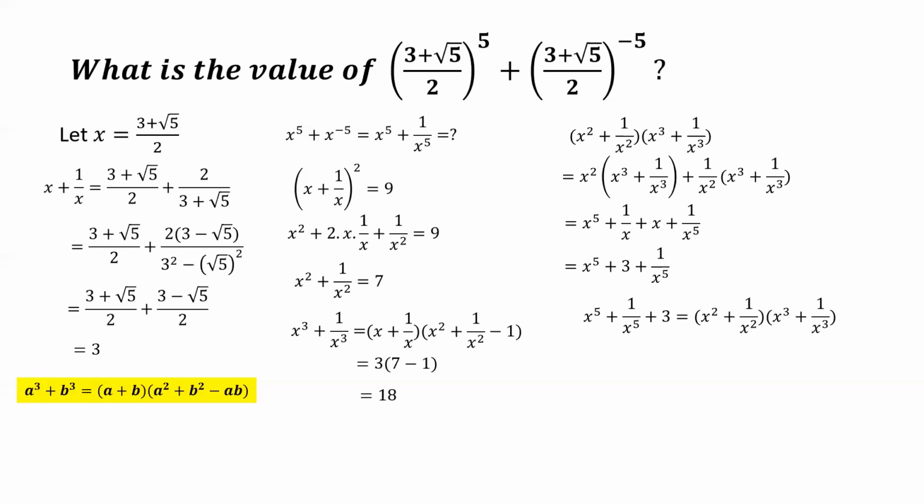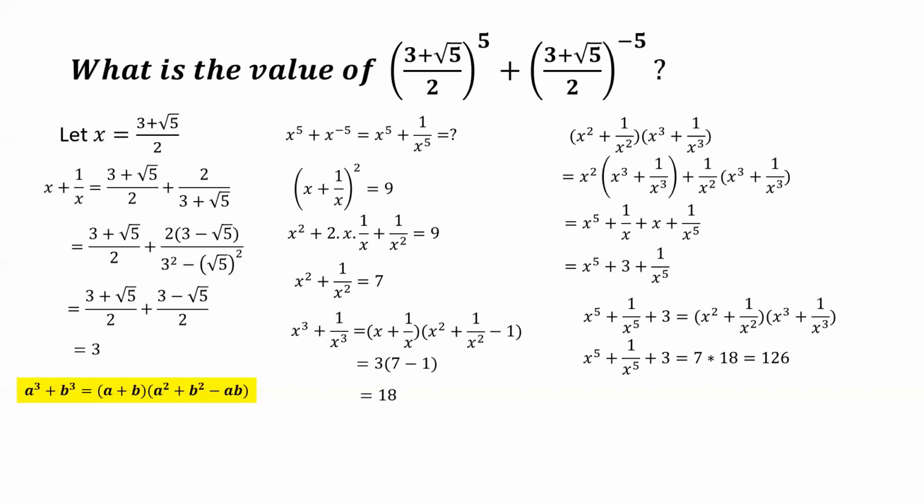x to the power 5 plus 1 by x to the power 5 plus 3 is equal to (x squared plus 1 by x squared) multiplied by (x cube plus 1 by x cube). And we have already found out what x squared plus 1 by x squared is and what x cube plus 1 by x cube is. So we just substitute that here. So we have x to the power 5 plus 1 by x to the power 5 plus 3 equal to 7 multiplied by 18. x square plus 1 by x square is 7. x cube plus 1 by x cube is 18, as we found out earlier.